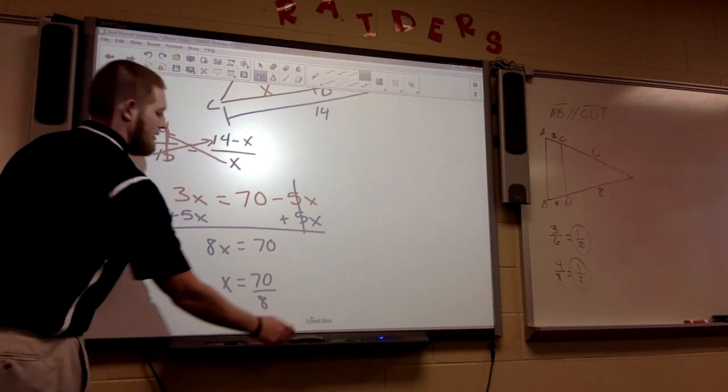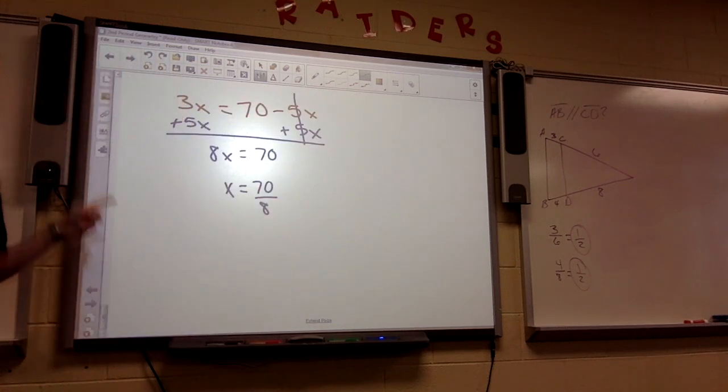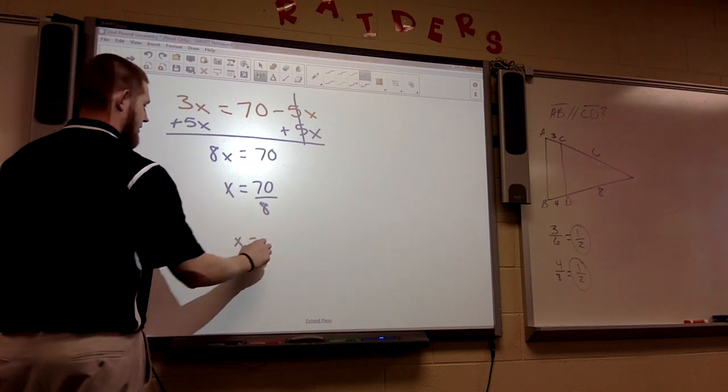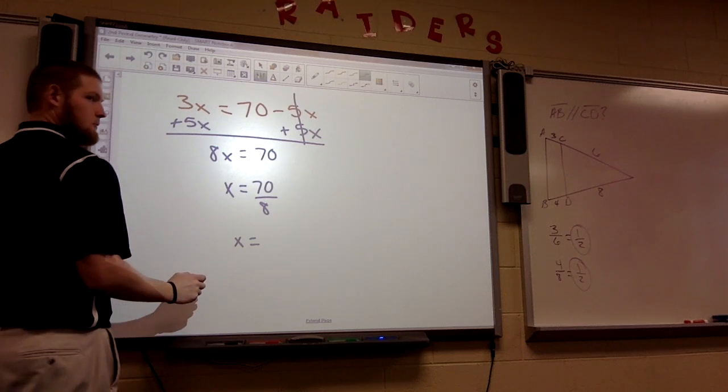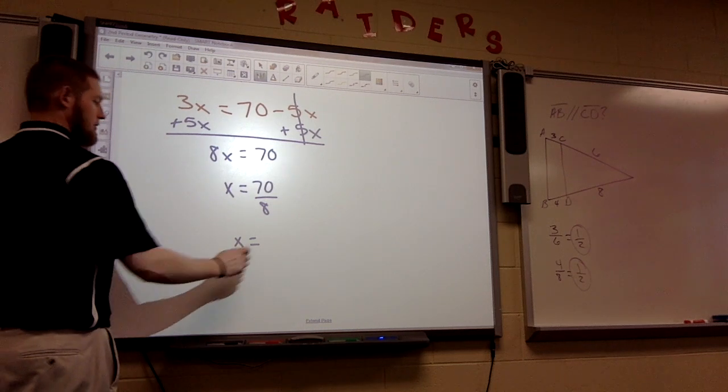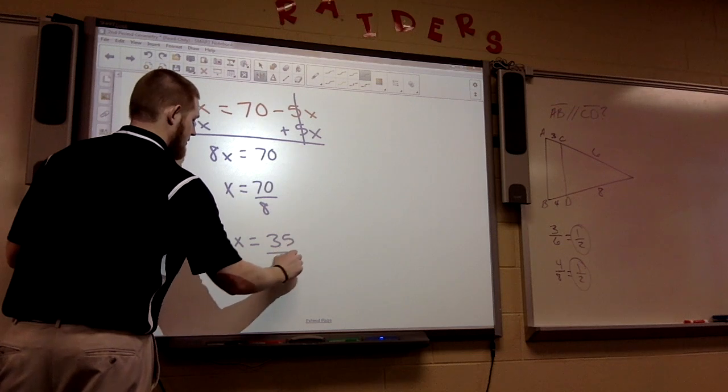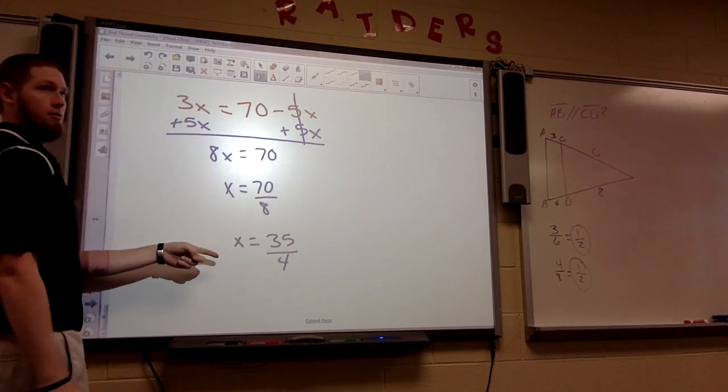Okay, now, can I reduce that? How do you know? Because they're both even numbers. So what can I take out of two even numbers, Ricky? You can take out 2. A 2. So x equals what then? 35 over 4. Good. Can I reduce that any more? No.